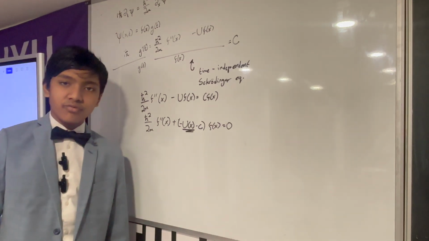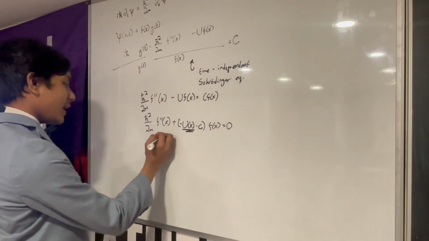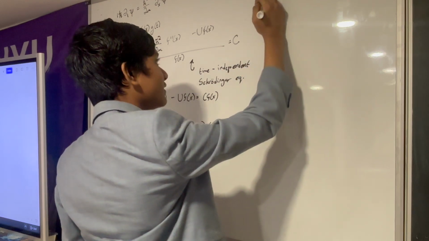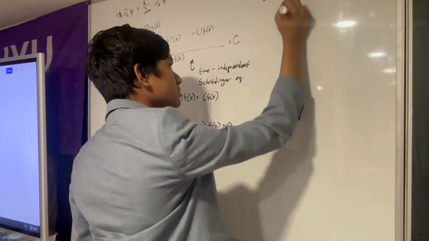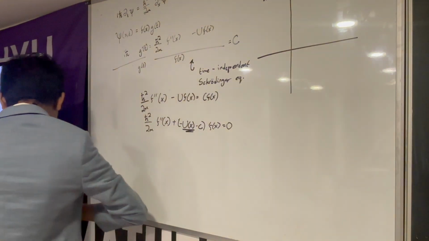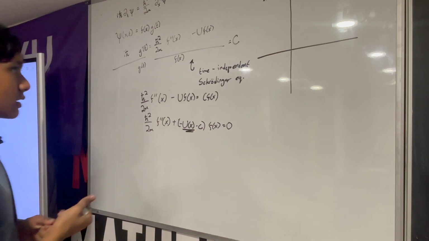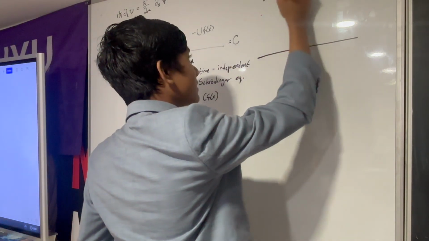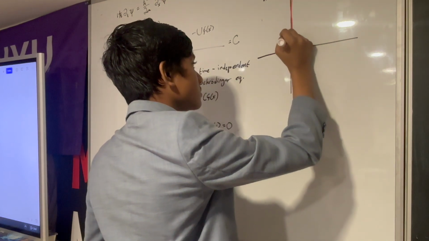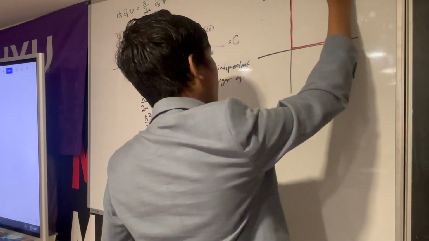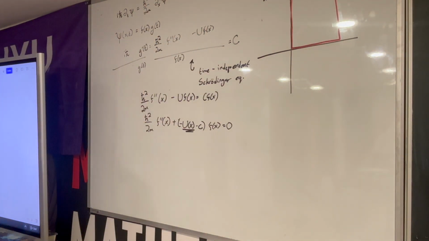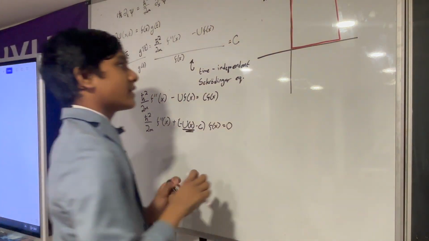So let's look through a few examples of what u of x is today and next time. So example 1, the infinite square well. So we're going to say that we have a potential function that looks something like this. Specifically, and I guess I can shade it in.